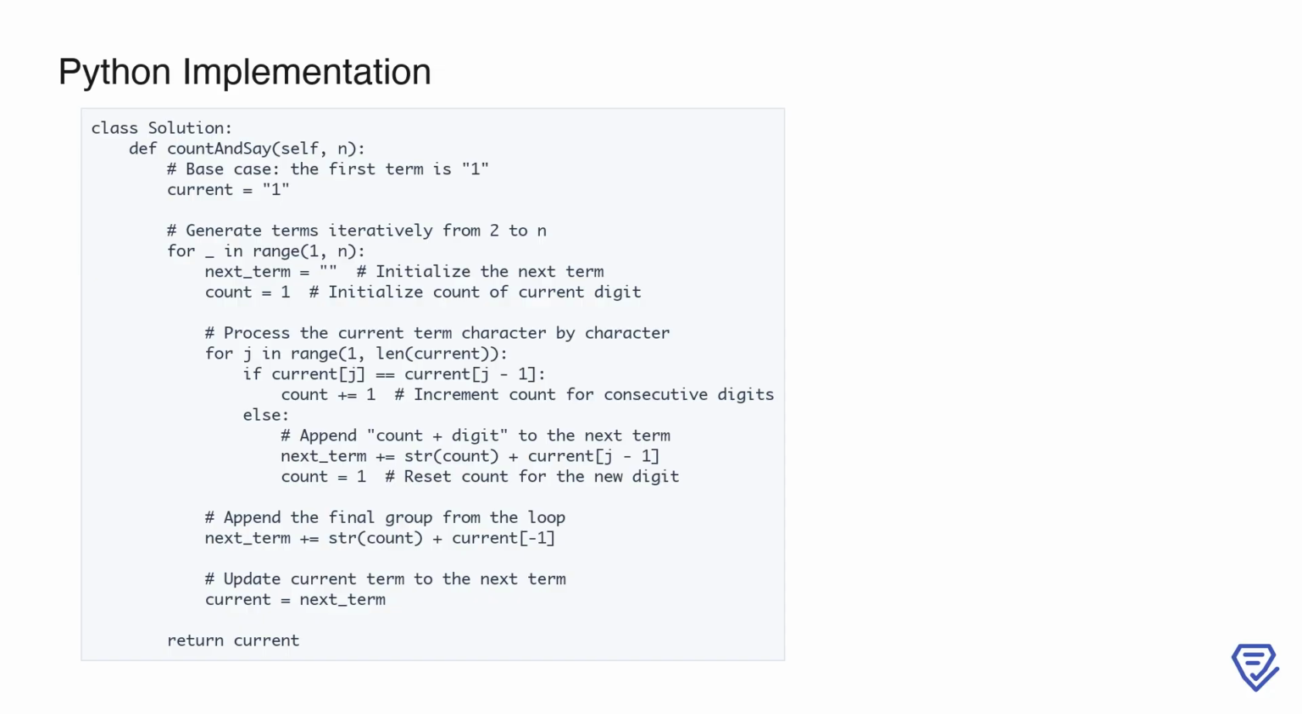At the end of each iteration, the current term is updated to the newly constructed next_term. The loop continues until the nth term is generated. Finally, the function returns the nth term as the result. This approach is efficient and operates in O(n*m) time complexity, where n is the input number, and m is the average length of the terms in the sequence. This implementation handles edge cases like n equals 1 seamlessly, as the base case is already defined. The function is concise and avoids unnecessary overhead, making it both clear and effective for solving the problem.